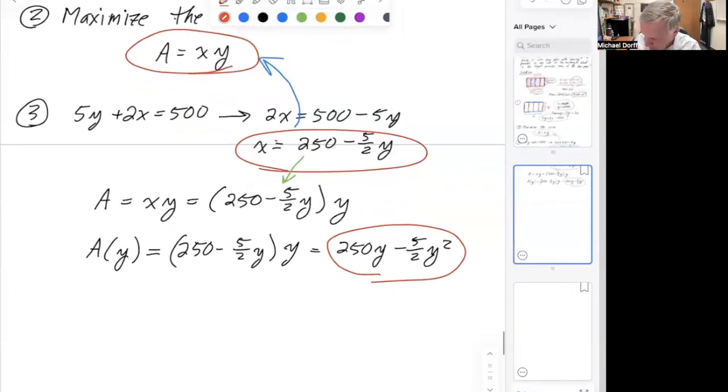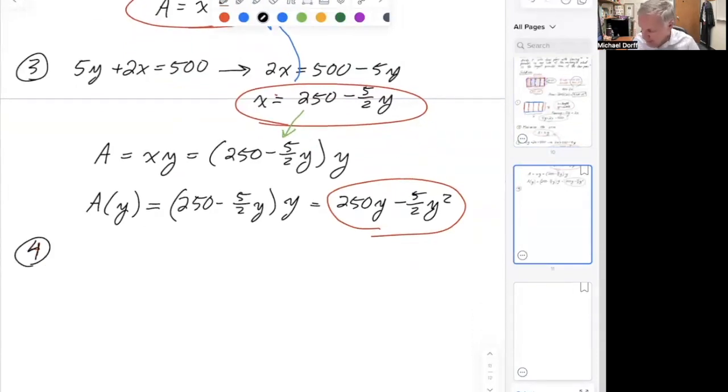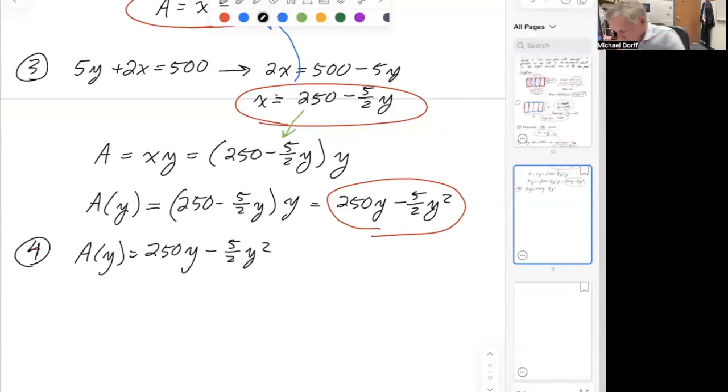So that was part 3. Now part 4. I'm going to take my function, A of y equals 250y minus 5/2 y squared, and I am going to do the second derivative test for that function.